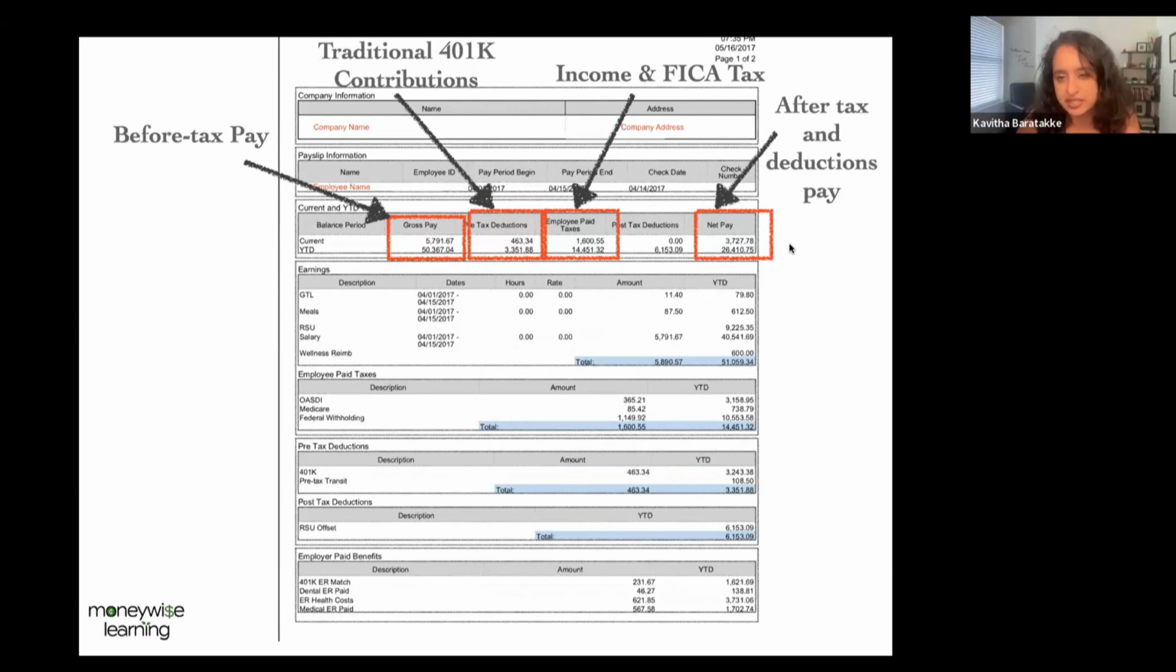Notice the effect of taxes here. You took home roughly half of what you made in the entire year. So welcome to the real world.